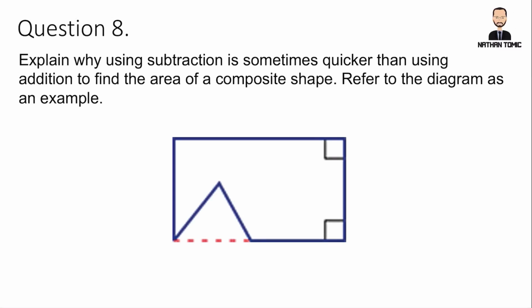Question 8, it says to explain why using subtraction is sometimes quicker than using addition to find the area of a composite shape, and it gives you a diagram to refer to. Now, I can't really show you an answer to this because this is really about your understanding, but I will suggest you think back to some of the questions that we did and look at this shape. How would you break this up so that you have shapes that you can add together, and how would you break it up so that you have shapes that you can subtract?